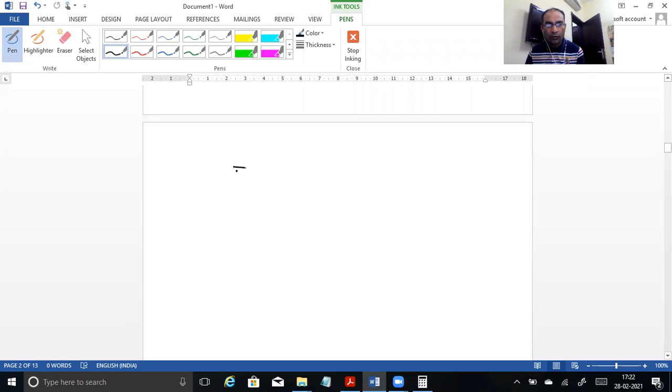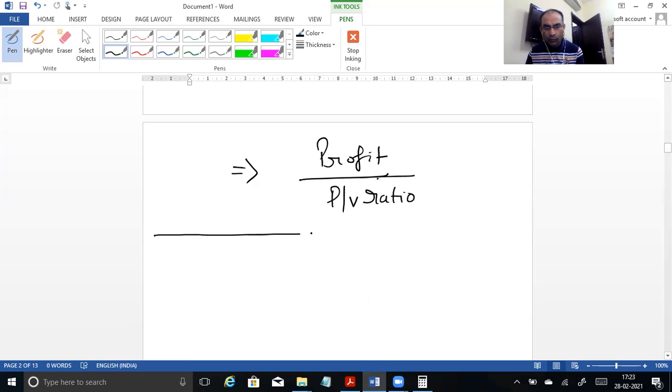There is another formula for margin of safety, which you can remember also: profit upon PV ratio. If you divide your profit by PV ratio, your margin of safety will come. Understand? So these were some of the formulas. The rest of the formulas we will see as they come along the way.